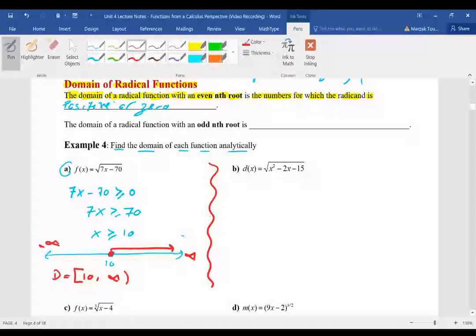We can also work on the function of example b. Again, we want the radicand to be either positive or 0. So x squared minus 2x minus 15 must be either positive or 0. We can factor this to solve the inequality. The factors are x minus 5 and x plus 3.